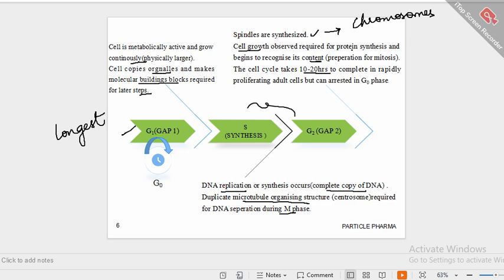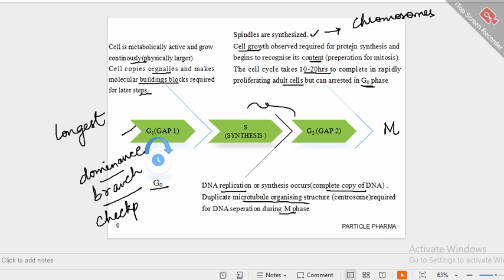It will take 10 to 20 hours in rapidly proliferating adult cells but can be arrested in G0 phase. What is this G0 phase? This is a dormancy phase or resting phase. Let me tell you what it actually is. Gap 1 will be followed by synthesis. After that, gap 2 will take place. Next, M phase will happen. So this G0 is a branch of gap 1, or in short I can say it is a checkpoint of cell division.